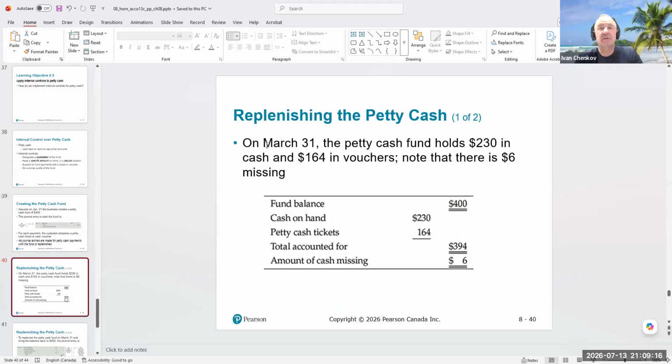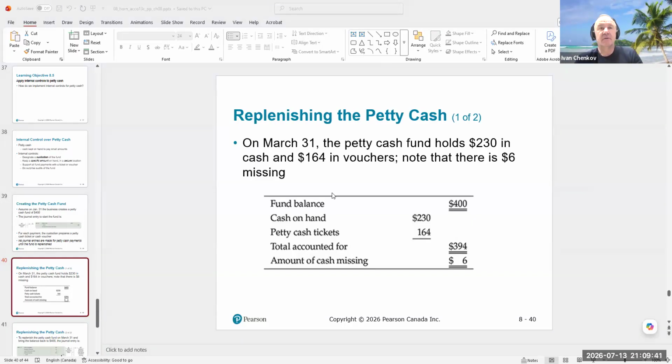At the end of the month, the petty cash fund holds $230 in cash. So out of the 400, remember we start with 400, cash on hand is 230. So at this point, how much are we chasing? We're chasing 170.